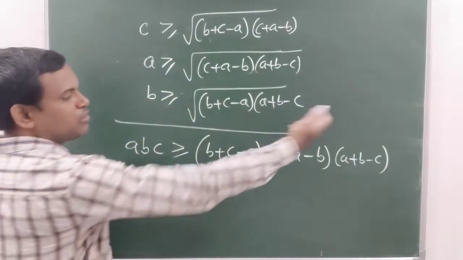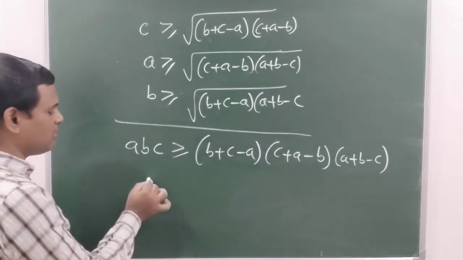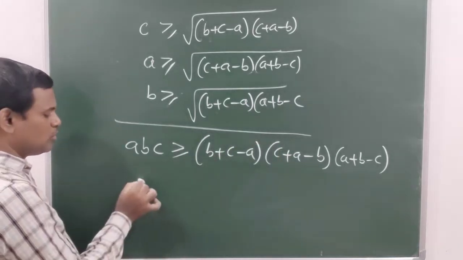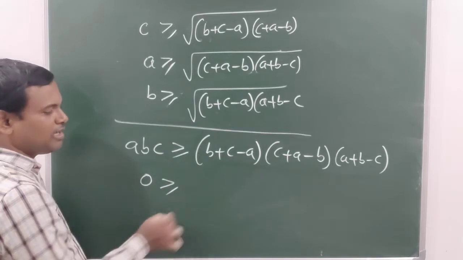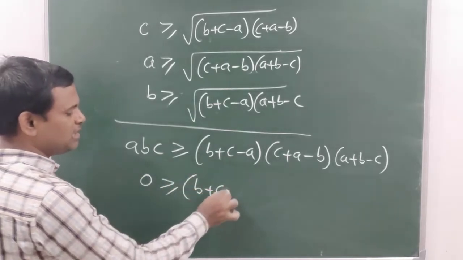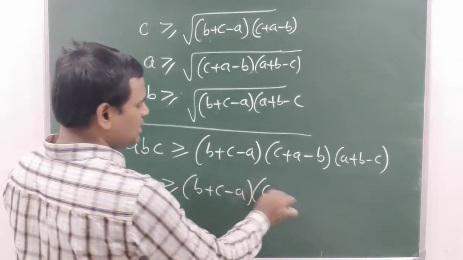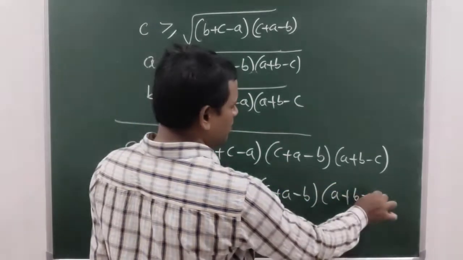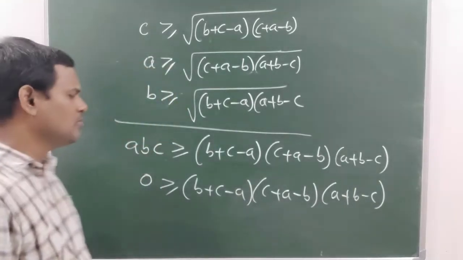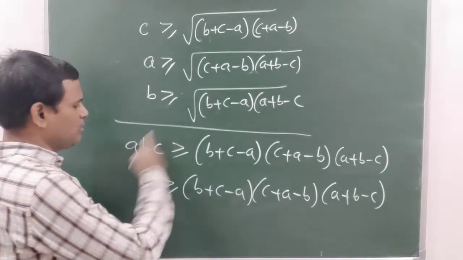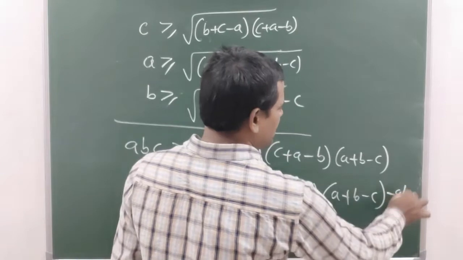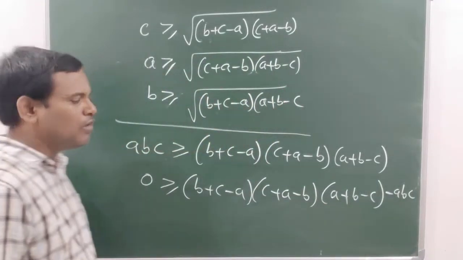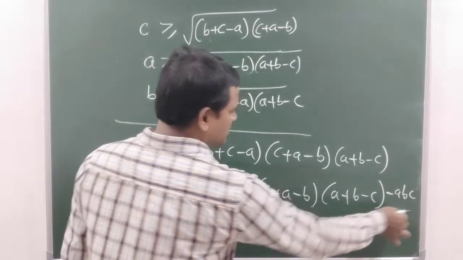Now transfer this one to the right side. When it goes to the right side, what do we get here? 0 greater than or equal to (B plus C minus A)(C plus A minus B)(A plus B minus C), okay? So when it goes to the right side, minus ABC will come. Now what do you comment on the sign of this?